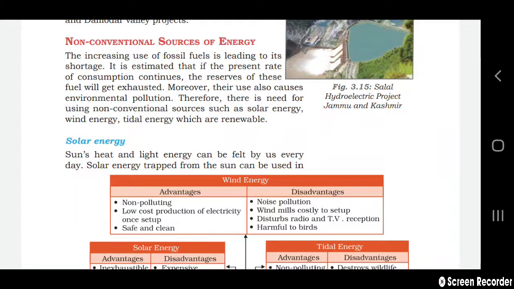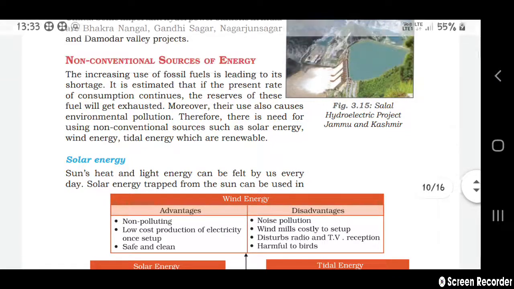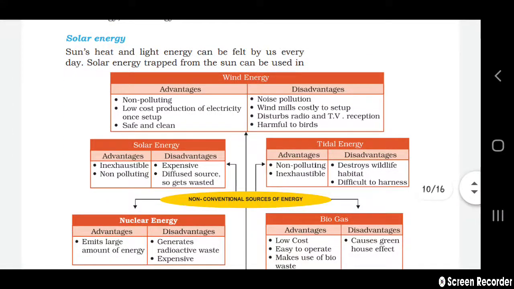As the increase in the use of fossil fuels is leading to their shortage, if the present rate of consumption continues, the reserves of these fuels will be exhausted. If we use these fuels continuously, they will be exhausted. Moreover, their use also causes environmental pollution. Therefore, there is a need for non-conventional sources like solar energy, wind energy, and tidal energy, which are renewable.